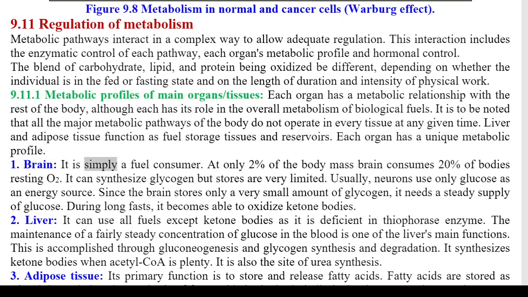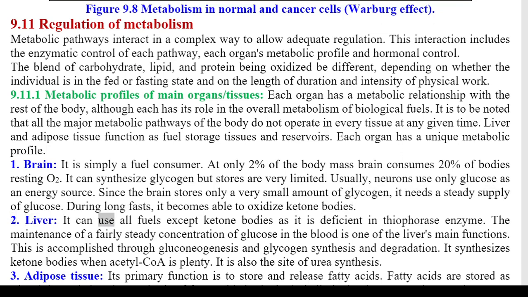1. Brain. It is simply a fuel consumer. At only 2% of the body mass, the brain consumes 20% of the body's resting O2. It can synthesize glycogen, but stores are very limited. Usually, neurons use only glucose as an energy source. Since the brain stores only a very small amount of glycogen, it needs a steady supply of glucose. During long fasts, it becomes able to oxidize ketone bodies.